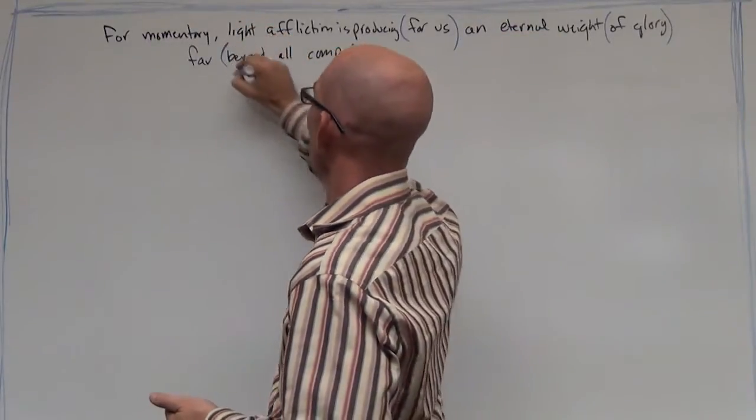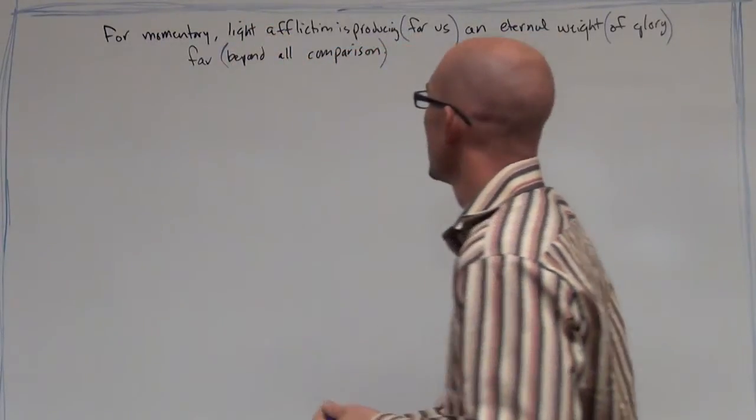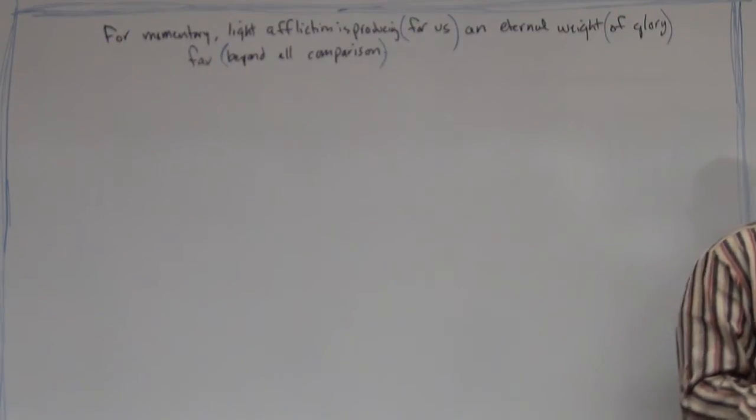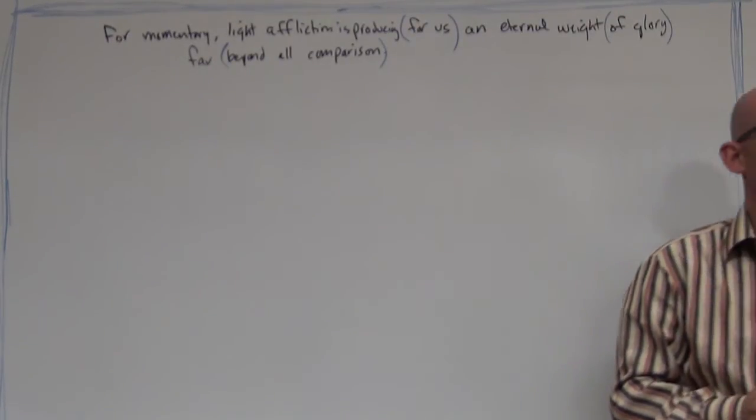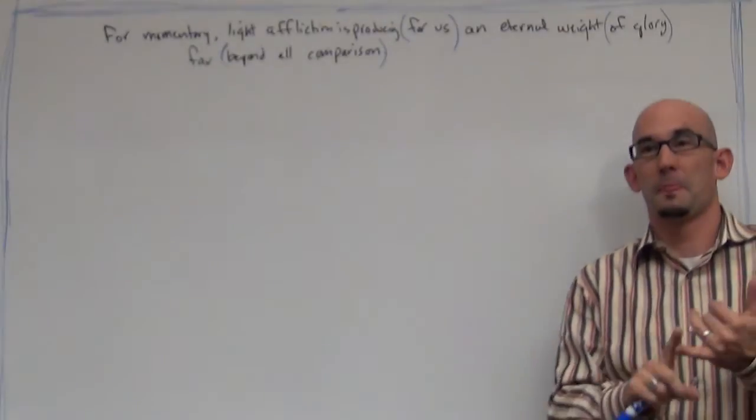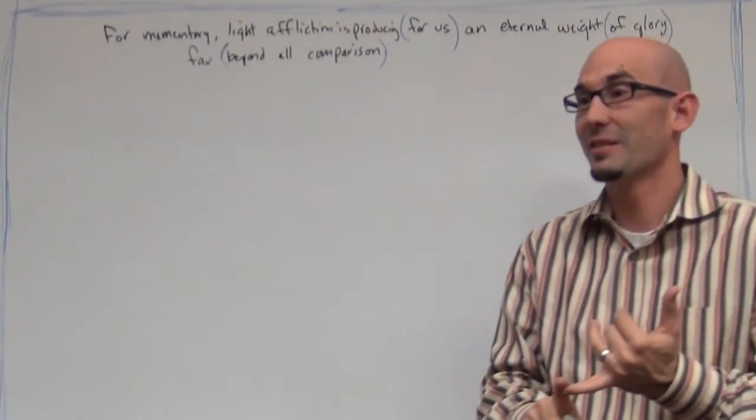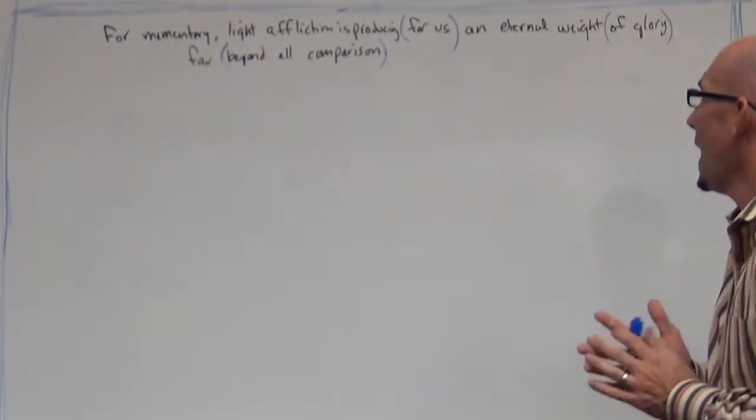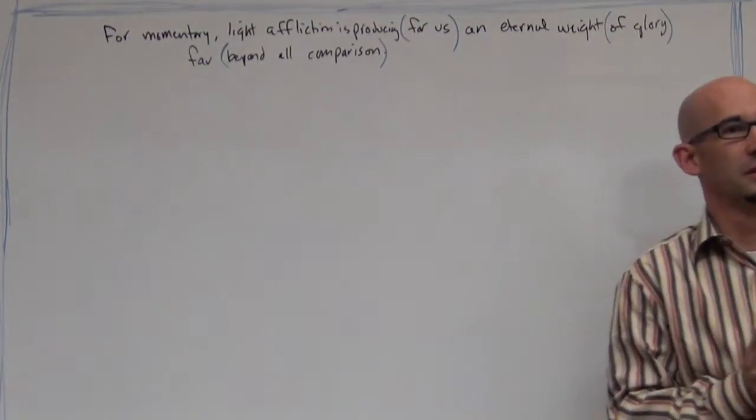I'm going to say "beyond all comparison" is a prepositional phrase. What do we have to have for a prepositional phrase? Two things: a preposition and an object of the preposition. Great. How many clauses do we have here?